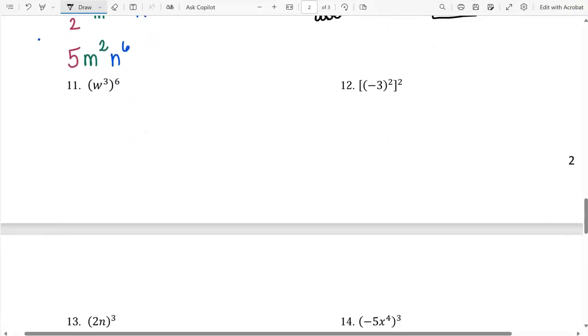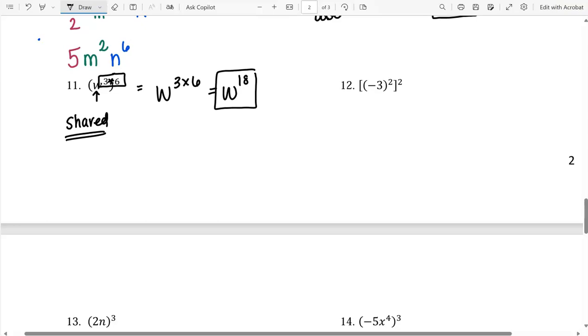Let's try another one of those. Notice I have a shared base. So I write that base one time, just like I already had it one time. And then I multiply together the double exponent. 3 times 6, giving me w to the 18th.